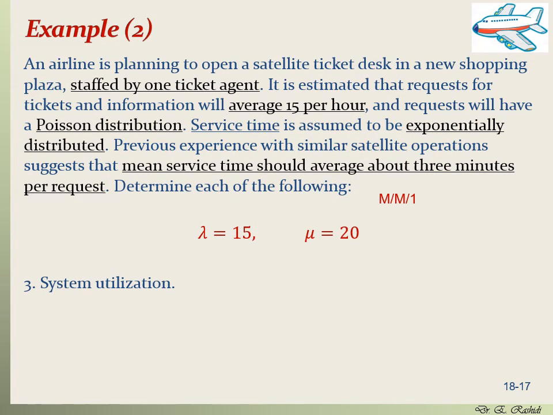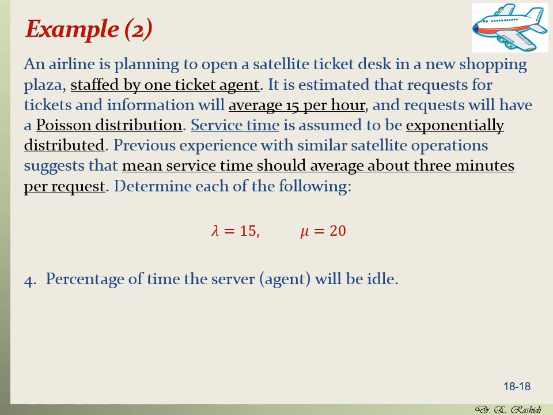Part 3 of the question asks for system utilization. So please pause here and, using the formula and also the given information that we have so far, compute the system utilization. All right, so let's see system utilization. System utilization, which we show by rho, is lambda divided by mu. We have lambda and mu, that's 15 and 20, so we can compute the system utilization. So system utilization is 75%.